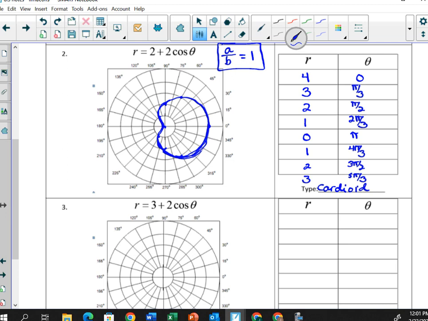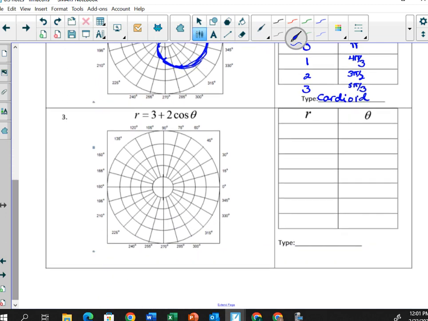Ethan, are you okay? This one makes more sense. A dimpled limacon. All right, A over B: 3 over 2, okay. Make your table here. 0 gives me 5. Pi over 3 gives me 4.